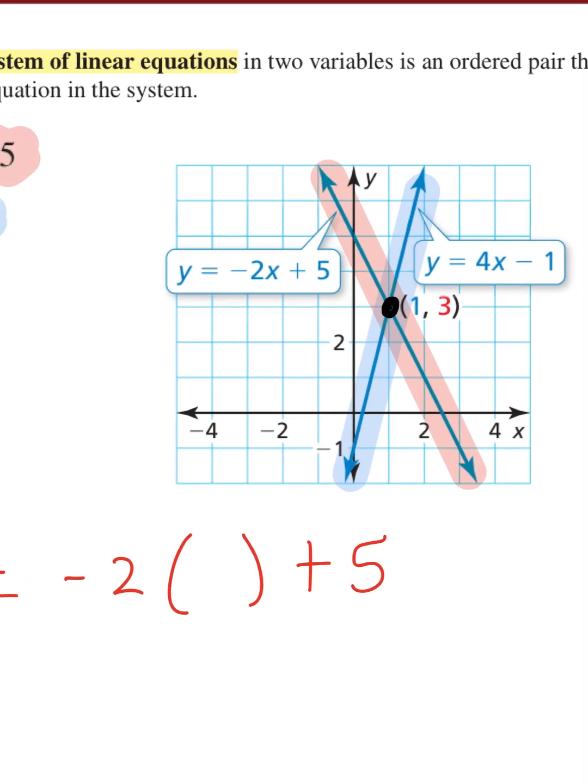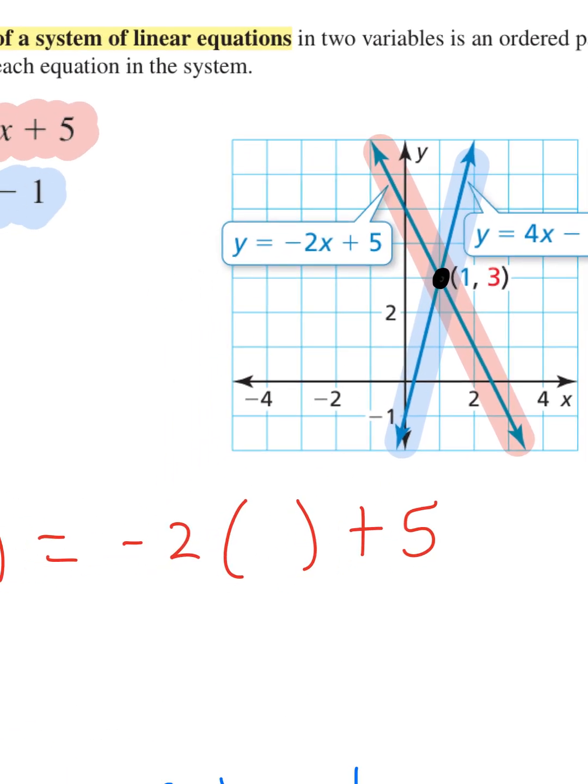What can you tell me about this point that they cross over each other at? What is that ordered pair? 1, 3, right? It says it right there. That's what we call the solution. So when we're talking about solving systems, we're trying to figure out where those 2 lines will cross each other. The ordered pair where the 2 lines intersect.